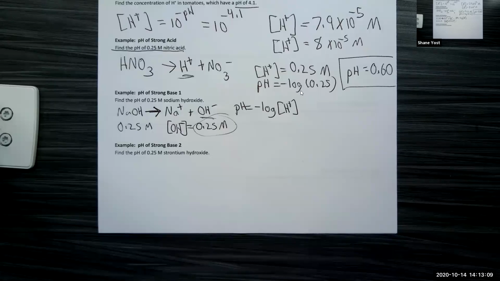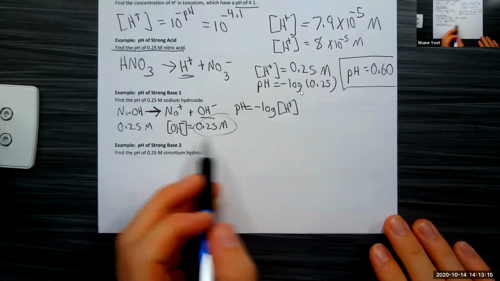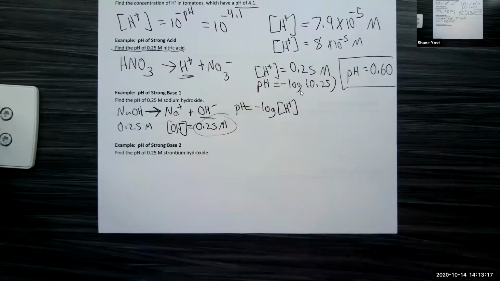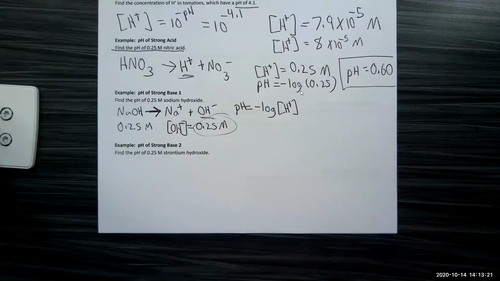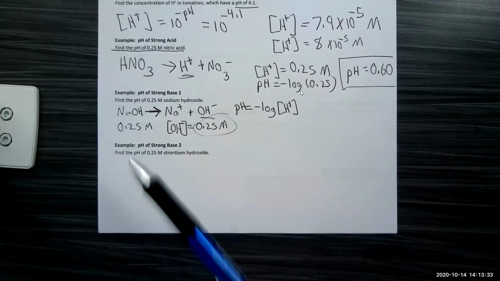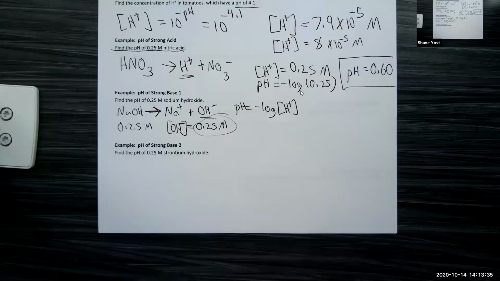Do you have any thoughts about what I can do from this point? I have the concentration of OH minus. I need to get to my pH. What might I do to try to get there? Take the pH of the hydrogen and minus it from 14? The pOH, yeah, I think you're looking for the pOH, the p of hydroxide, and take that from 14.